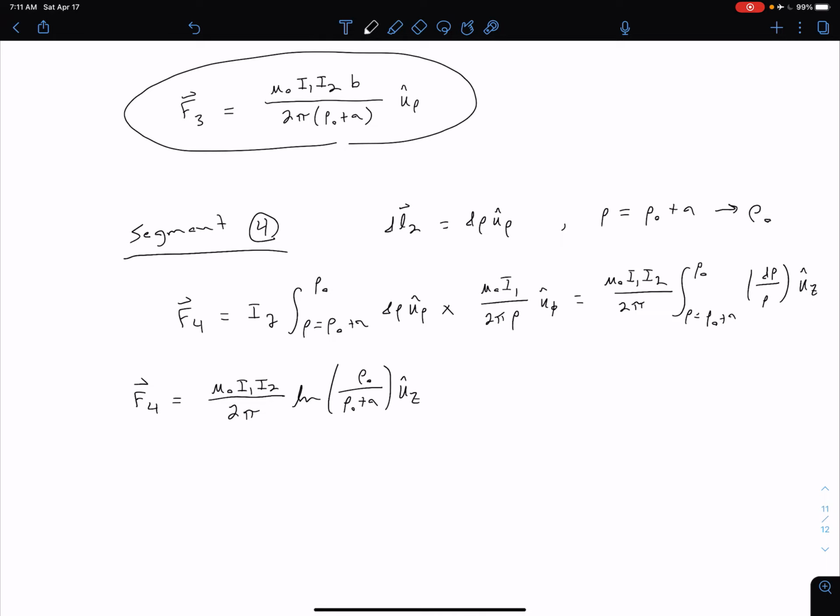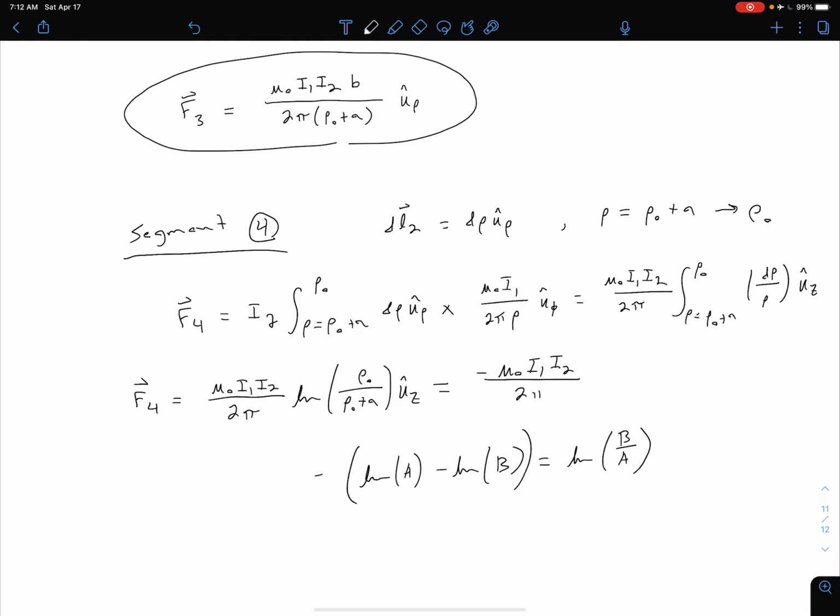Now what we can do here is use some log properties. Remember we said log of A minus log of B is equal to log of A over B. If I multiply this side by -1, that essentially just switches the order, which is the same thing as switching which one is on the top, so this would then be B over A. So if I do a similar thing here, this is going to be negative mu naught I1 I2 divided by 2 pi natural log, and I'm going to switch the order to have rho naught plus A divided by rho naught in our z direction.